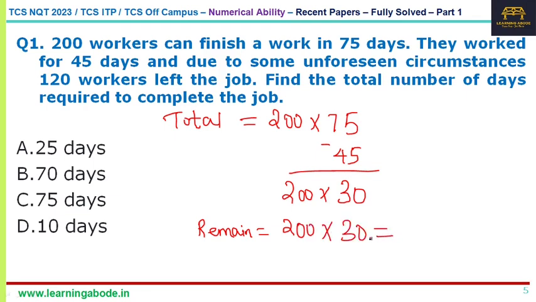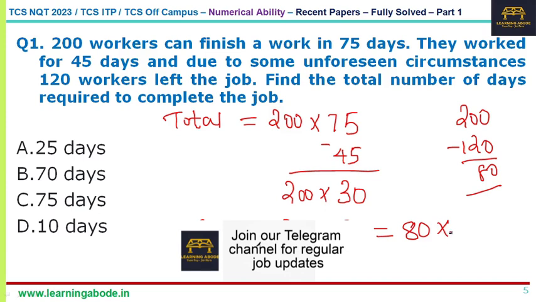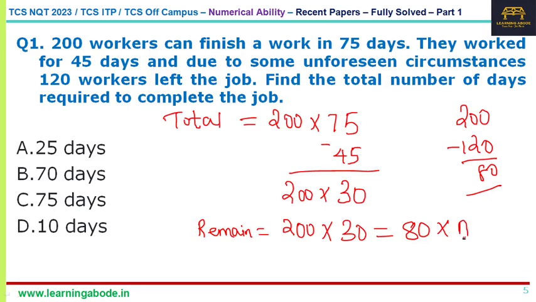Now how many people are there? Out of 200, 120 people have left. So how many people are remaining? Only 80 people are remaining. So this work has to be done with 80 people. Now how many days will it take?